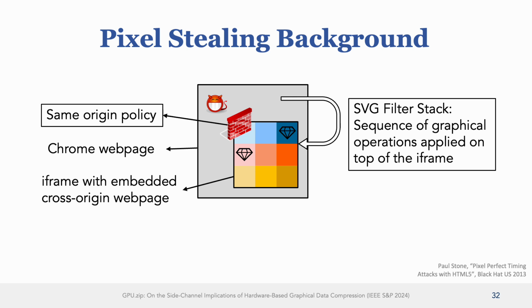Suppose we have a host web page which contains an iframe embedding a cross-origin web page. The same origin policy prohibits the host web page from accessing the cross-origin web page without obtaining its consent, because the cross-origin web page might contain private information. However, Chrome allows the host web page to perform almost arbitrary graphical operations on the cross-origin region with the SVG filter stack.